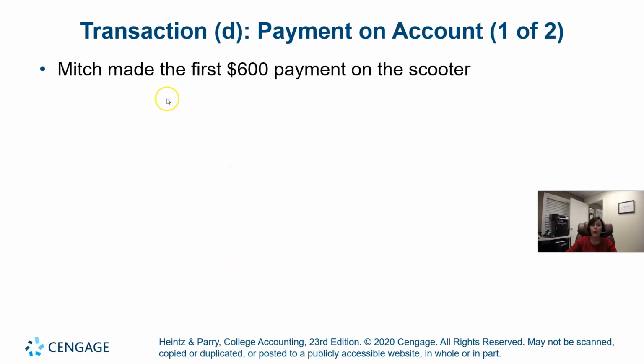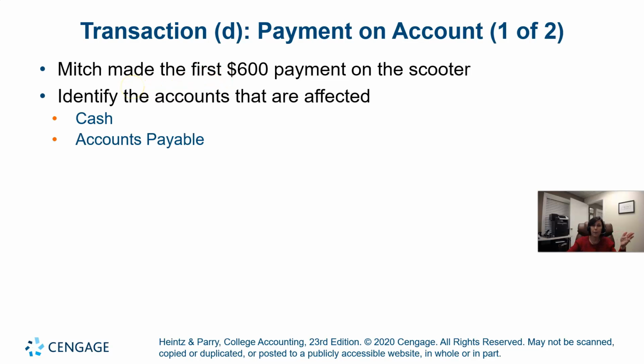Next transaction. Mitch made the first payment on the scooter. Okay, so this is where things become a little bit more challenging. What accounts are affected? Well, what did he make the payment on? On the debt for the scooter, so we had that accounts payable. What did he pay it with? Money, his cash. Even though it doesn't come right out and tell you, those are the lines you've got to read between. So we've got cash and accounts payable that were impacted by this transaction.